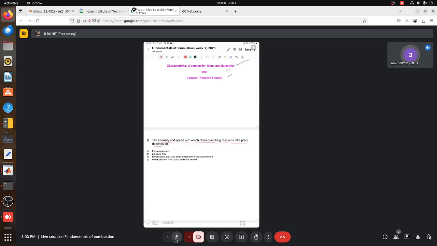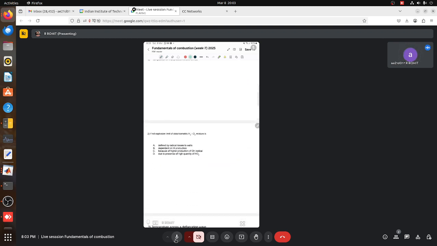So it's a simple thing. The intensity and speed with which chain branching reactions take place depends on your temperature, pressure and the composition of the reactant mixture that you have. So option C will be your answer. It's just the theory that we learned a few minutes back.